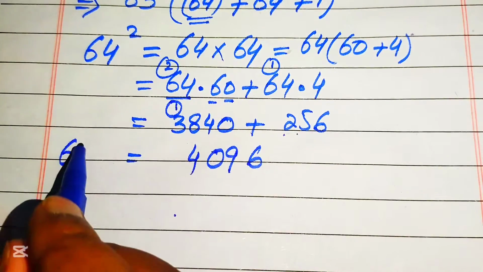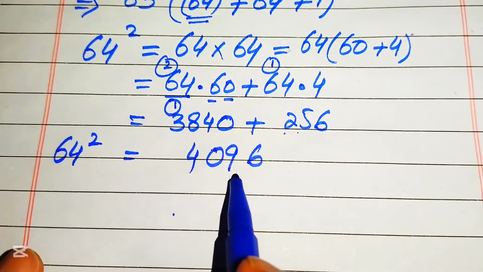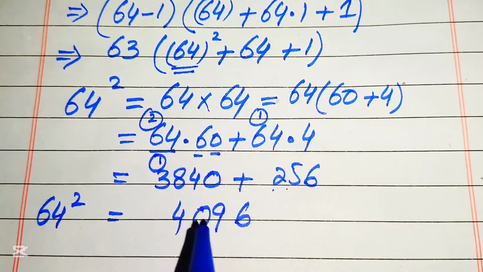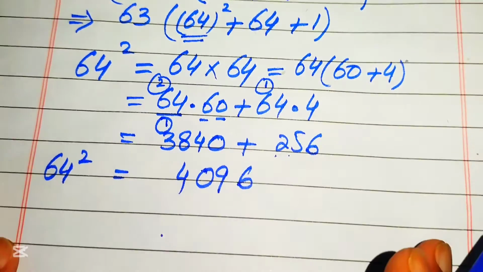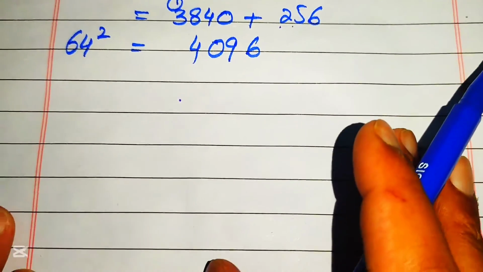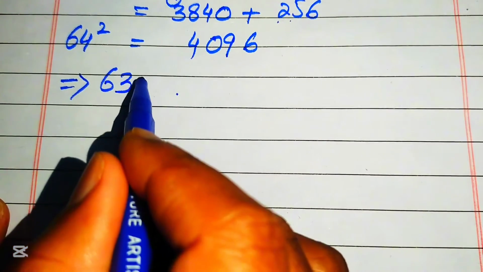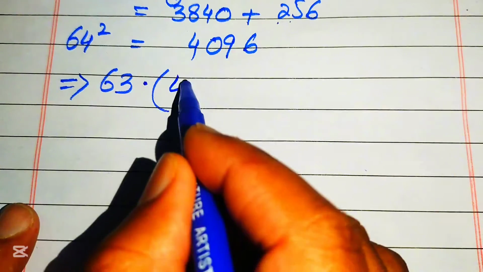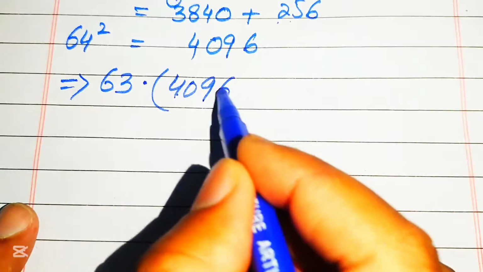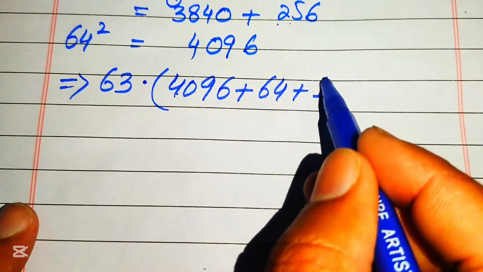So it means that 64 square equals 4096, and now we replace this 64 square here. So our expression is written in this form. Here we have our above expression, 63 times 64 square. So 64 square equals 4096 plus 64 plus 1.